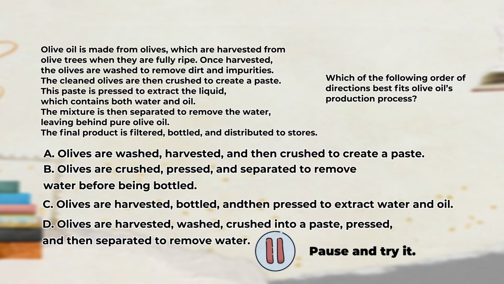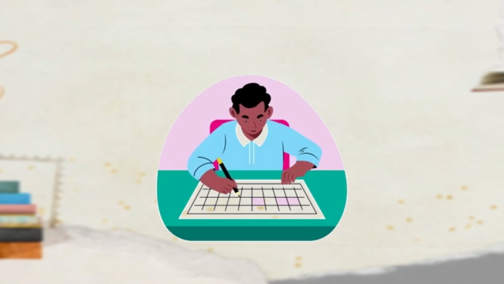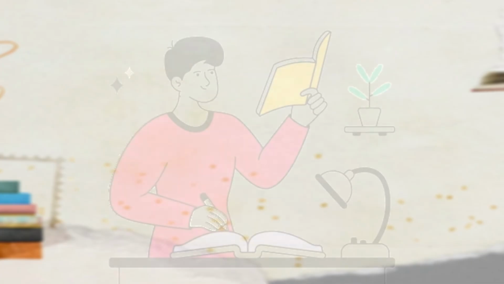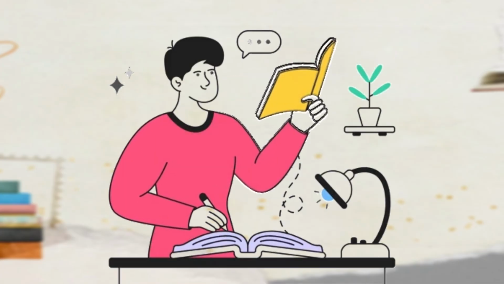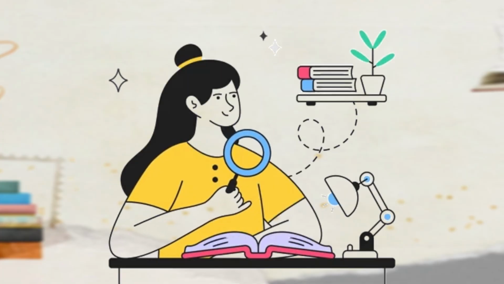The correct answer is D. The passage explains the process in this order. First, the olives are harvested. Then they are washed. Next, they are crushed into a paste. Then the paste is pressed. Finally, the mixture is separated to remove the water. This kind of question checks whether your child can follow a sequence in an informational text. A good strategy is to underline or notice time order words and process steps.